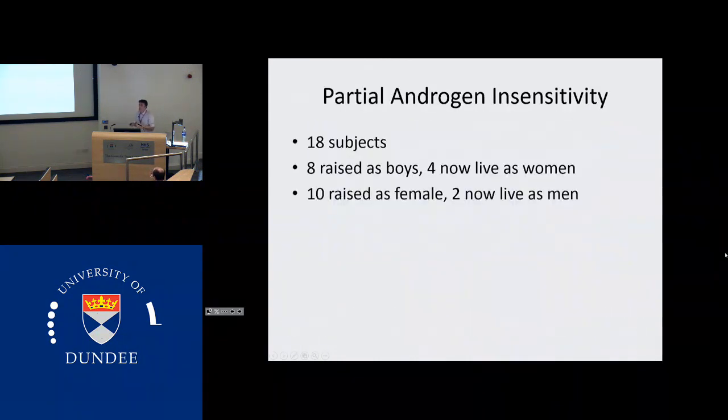It then becomes even more tricky when you start talking about partial androgen insensitivity, because there's a wide range of how virilized these individuals will be, and the gender to which they are assigned is a lot more tricky. These ones are really difficult to give advice to the families over which way the child should be brought up. And often it depends on how virilized they are in infancy that dictates which way we advise the parents to go.